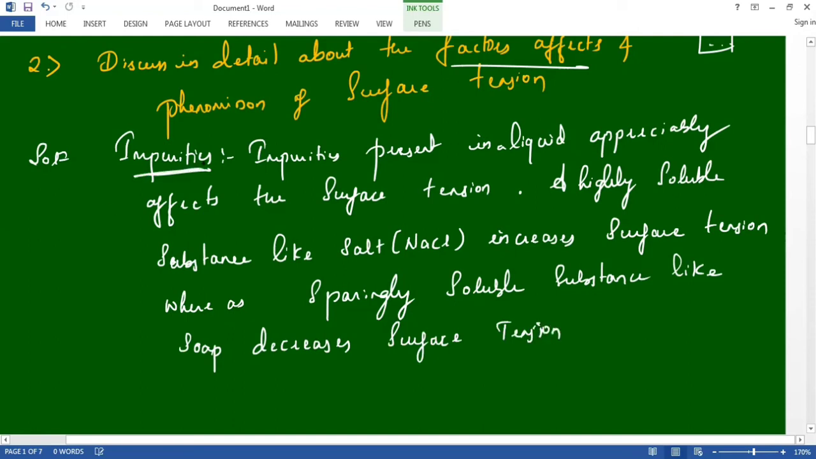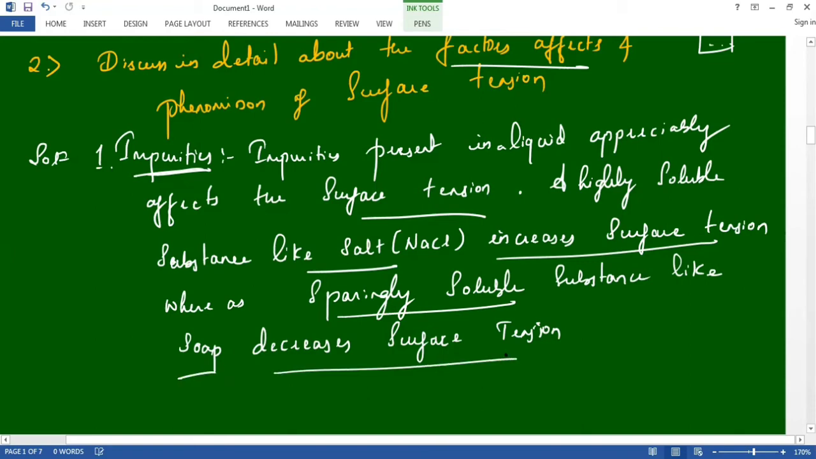That is impurity. We are discussing the factors, and the first one is impurity. Impurity present in the liquid appreciably affects the surface tension. A highly soluble substance like salt increases the surface tension, whereas sparingly soluble substances like soap decrease the surface tension.